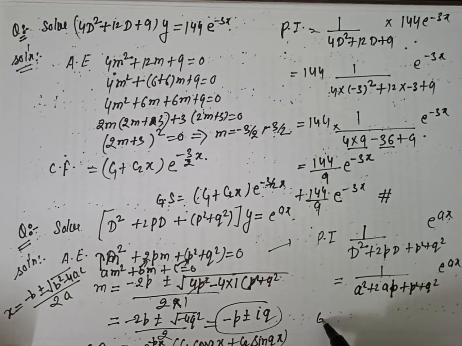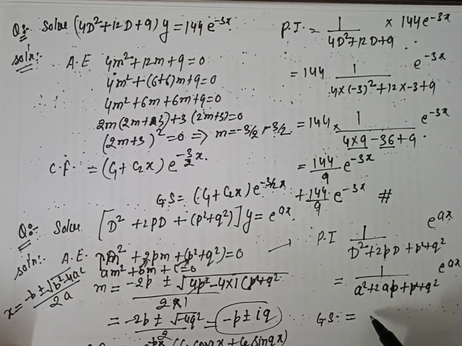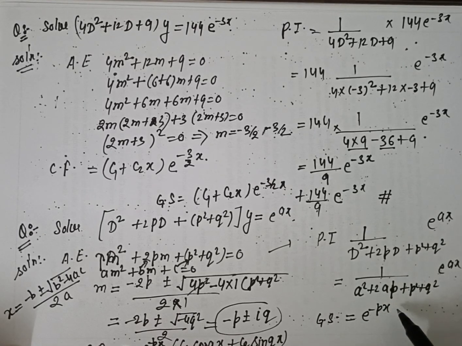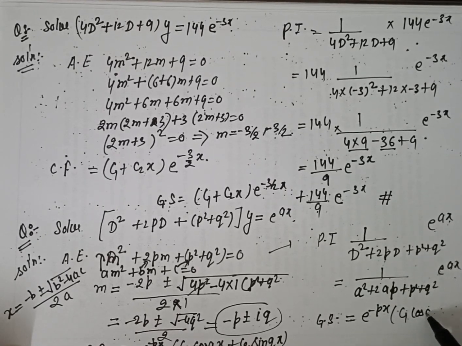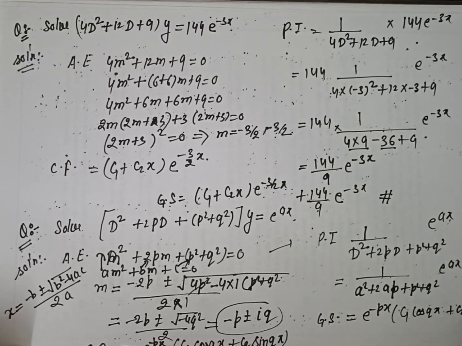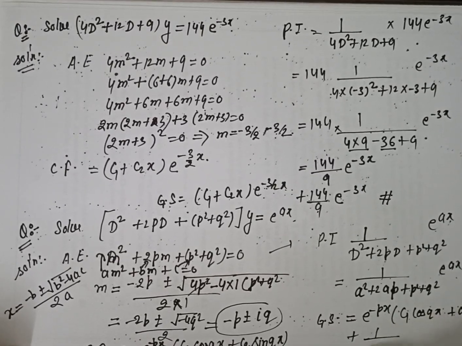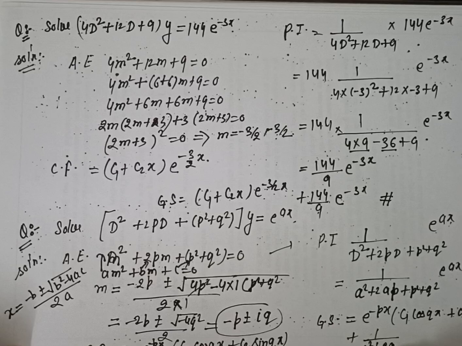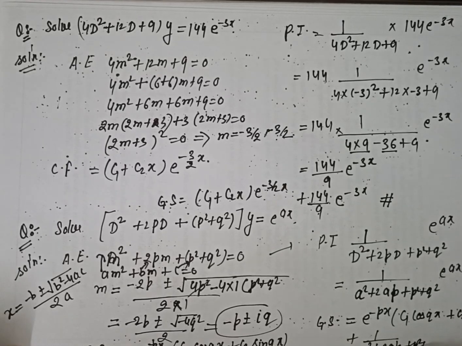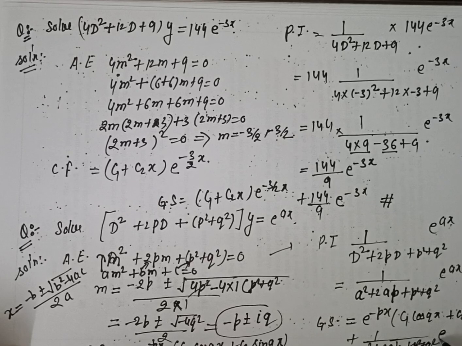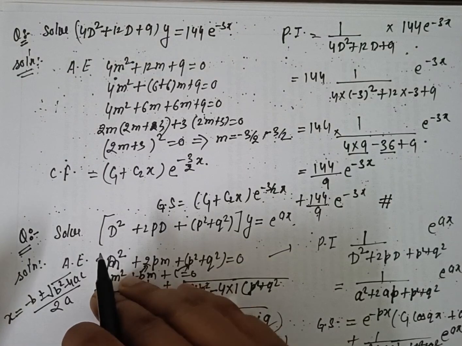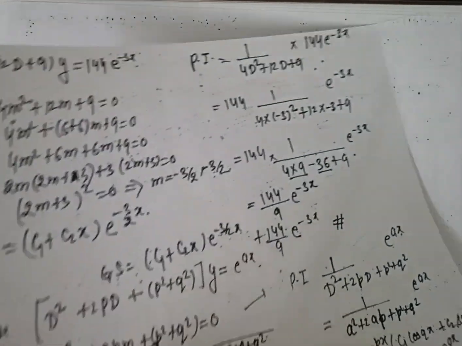So you can write the general solution as CF plus PI, that is e^(−px) (c1 cos qx + c2 sin qx) plus 1 upon (a² + 2ap + p² + q²) e^(ax). So it is your final answer, okay. And we have the simple and same methodology for each and every question. Now we will deal with 2 more questions to support this theory.